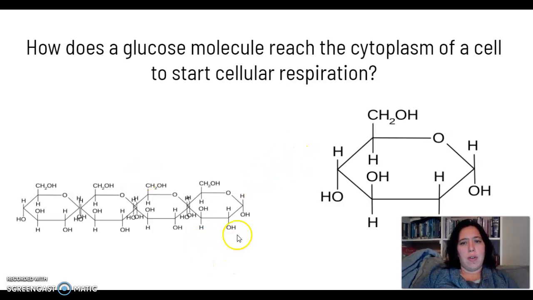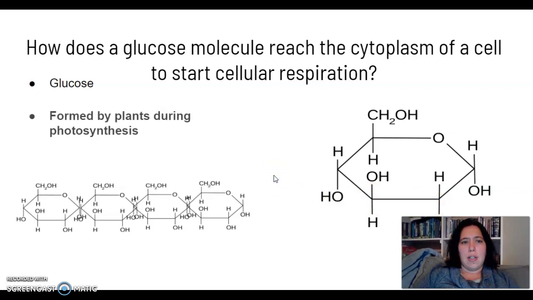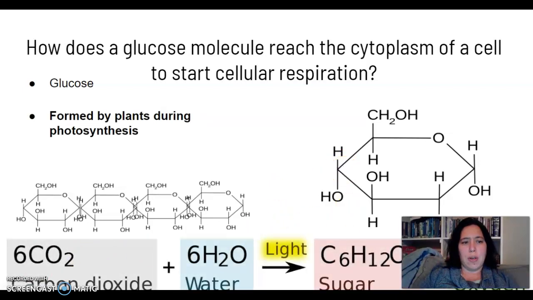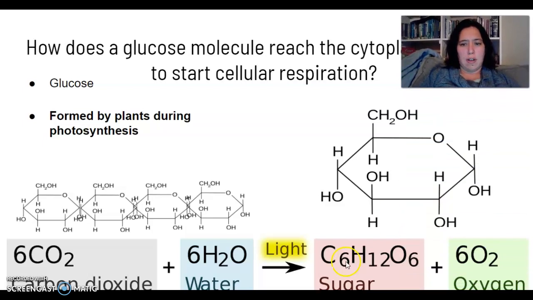Well, here we have a glucose molecule, and if you'll recall, a glucose molecule is a monosaccharide. It is the component that makes up those macromolecules known as carbohydrates. Now remember, glucose is formed by plants during photosynthesis. Here's our equation down below for photosynthesis, and here's our sugar. Let me see if I can move myself out of the way here. All right. So here's that glucose molecule that's created by photosynthesis.